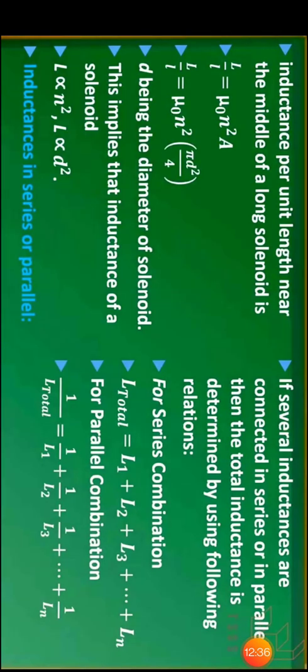Hence, L is equal to mu 0 multiplied by a quantity with dimension of length. Then mu 0 is expressed as Henry per meter.